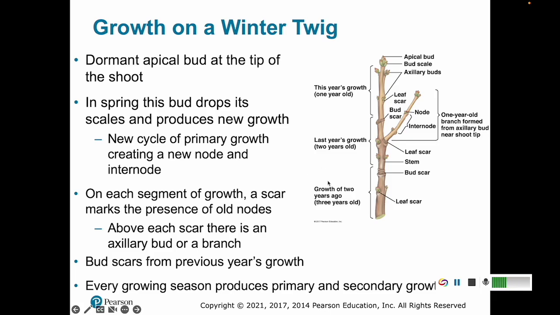On a twig, the dormant apical bud is at the tip of the shoot. In the spring, this bud is going to drop its scales and start producing new growth. So you have a new cycle of primary growth, and this will produce a new node and a new internode. On each segment of growth, you'll have a scar to mark the presence of old nodes. And above the scars, there will be axillary buds or branches. The bud scars show you where the previous years' growth were, and every growing season will give you both primary and secondary growth.